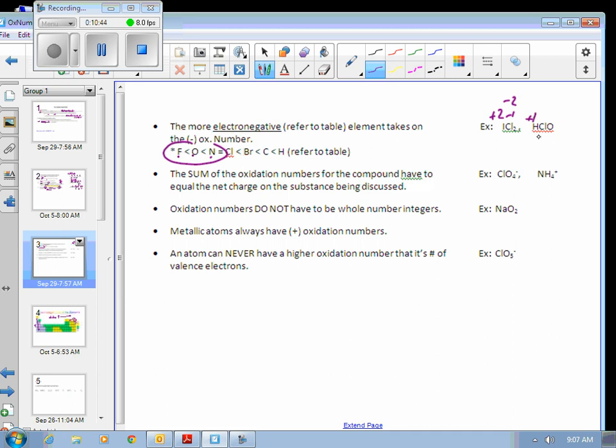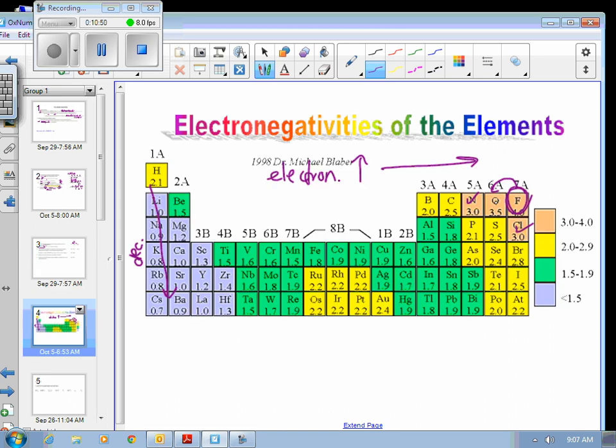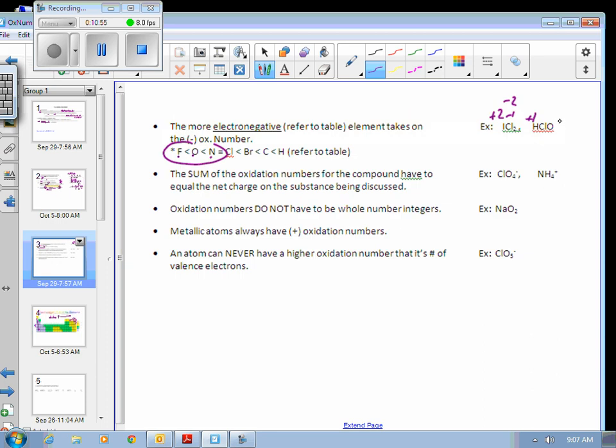Now these two. Who's more electronegative, oxygen or chlorine? So you go back. Oxygen is the second most electronegative element on the periodic table. So we're going to give oxygen its usual minus charge, which is a -2. What's that leave for chlorine? So -2 on the oxygen, +1 on the hydrogen. So how about a +1 on the chlorine? See how that balances out?